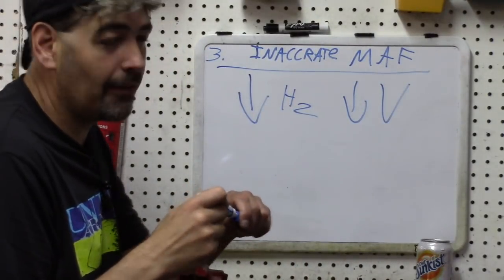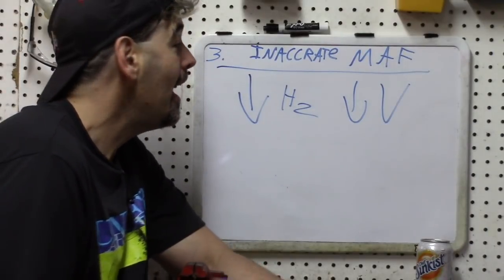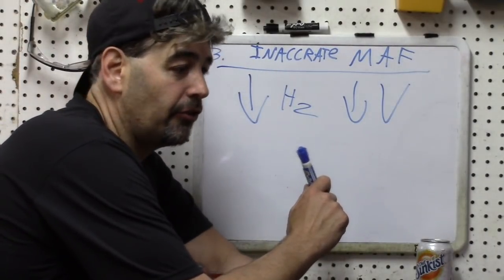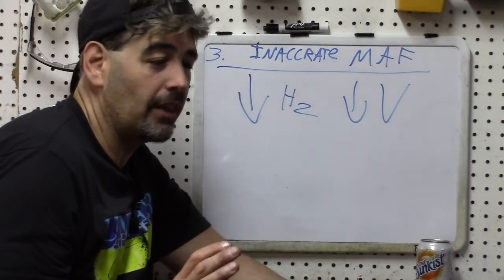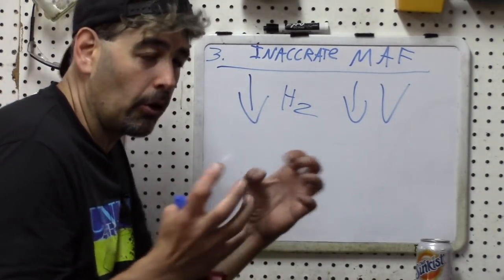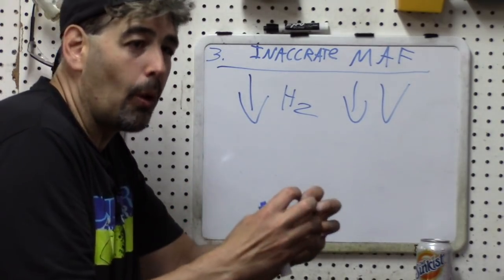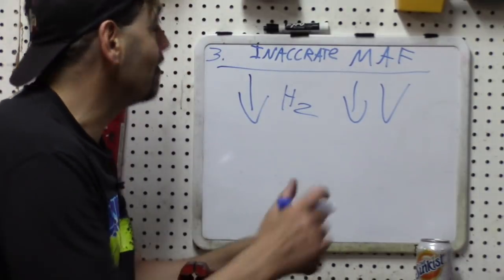And very, very often that's going to be caused by one of the most common MAF problems, and that is a dirty mass airflow sensor. And that is particularly the case with the hot wire MAF because the heat will cause foreign particles to kind of stick onto the wire and accumulate over time.